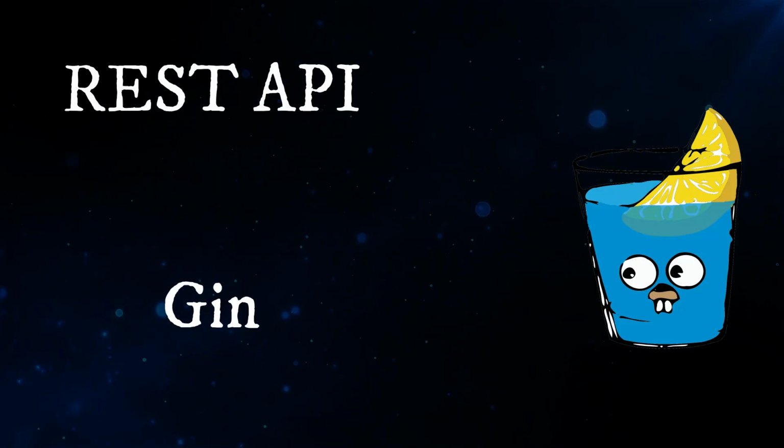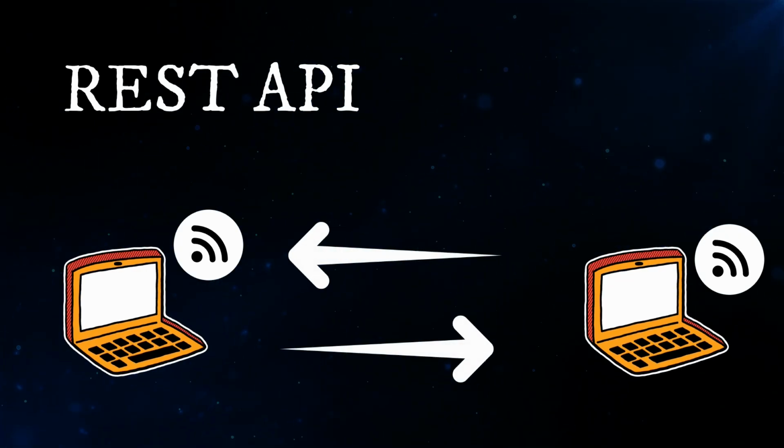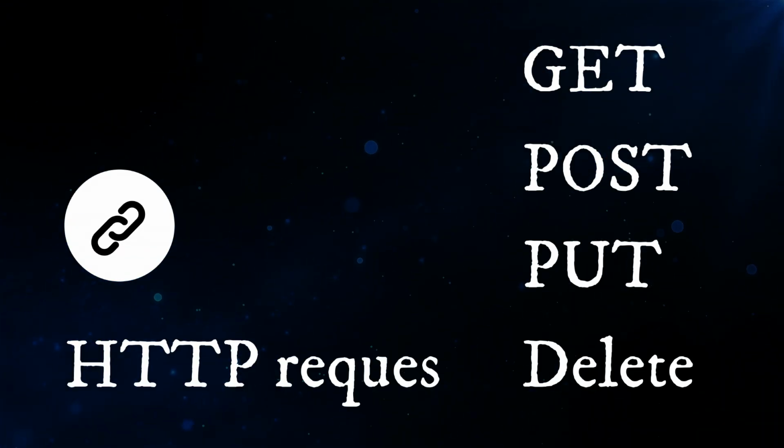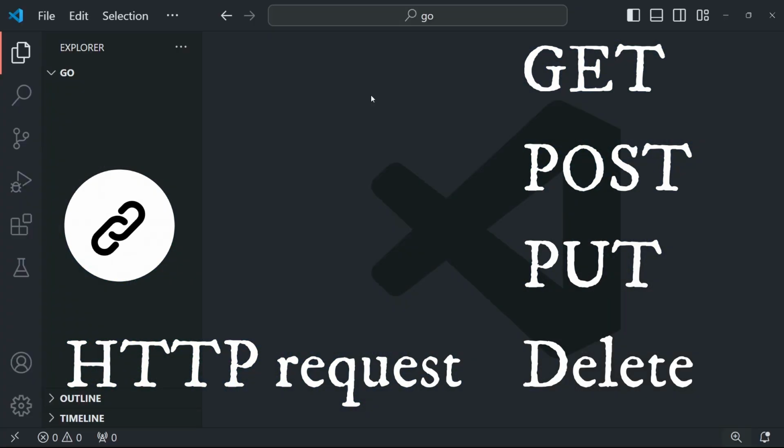Welcome back. In this video, we will build a REST API in Gin Web Framework. A REST API is a way for different programs to communicate over the internet. It allows you to perform operations like getting, sending, updating, and deleting data from the server. Each piece of data or resource has its own unique URL, and you use simple HTTP methods like GET, POST, PUT, and DELETE to interact with these resources.